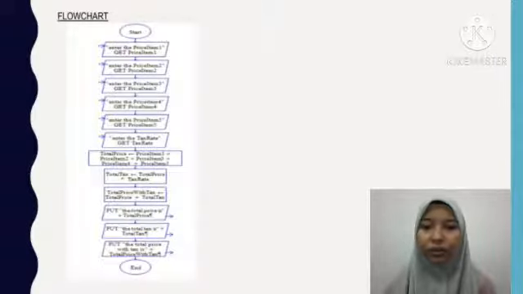And then put the total price is total price. And then put the total tax is total tax. Put the total price with tax is total price with tax.